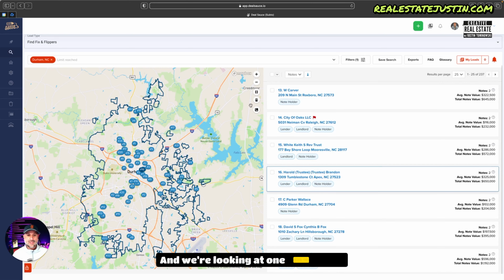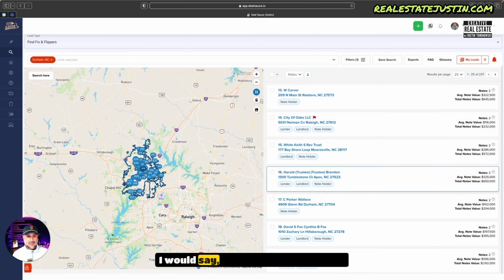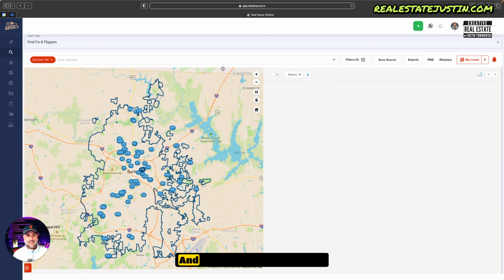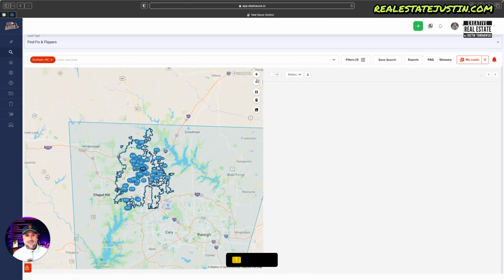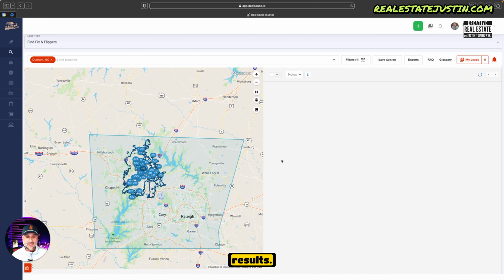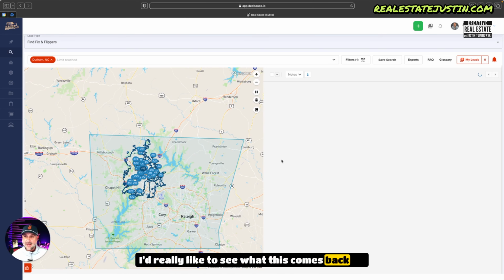I mean, we're looking at one small area, Durham, I would say, but let's go into Raleigh. Let's go draw this huge map and see what we can create for some chaos. And let's stimulate that map. All right, hone in. I forgot what the last search filter brought up for results. I should have paid attention. But I'd really like to see what this comes back with. And of course, we searched a wide range.